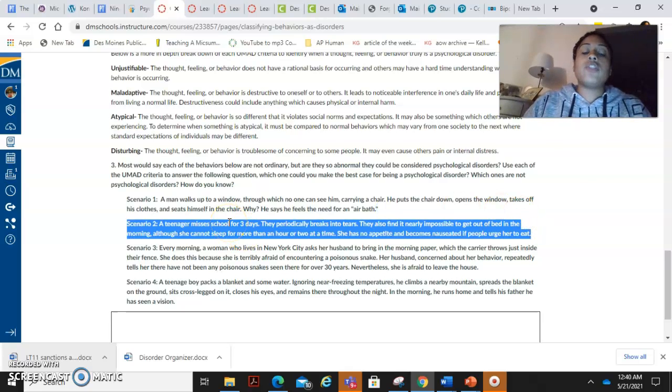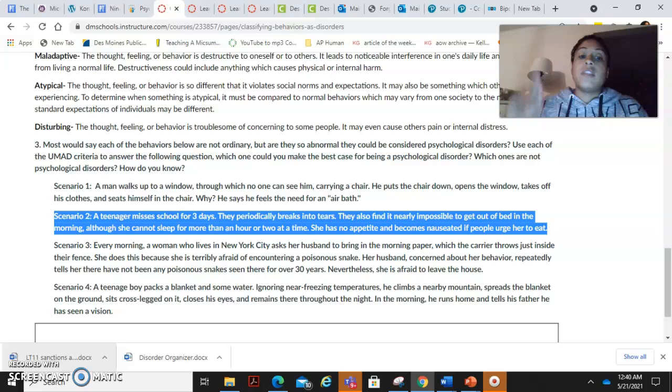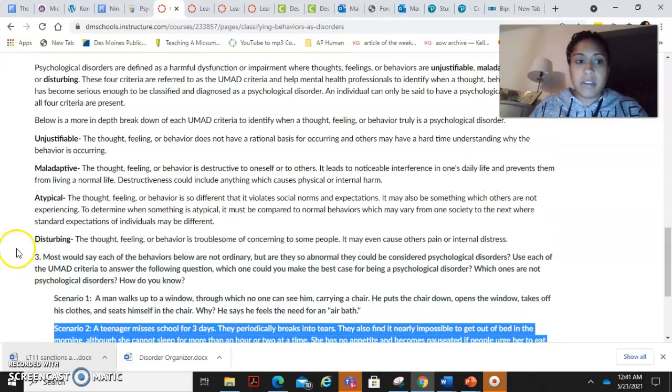A teenager missed school for 3 days. They periodically break into tears. They also find it nearly impossible to get out of bed in the morning. Although she cannot sleep for more than an hour or 2 at a time, she has no appetite and becomes nauseated when people urge her to eat. Well, let's look at her behavior, okay? Let's run it through the UMAD criteria.